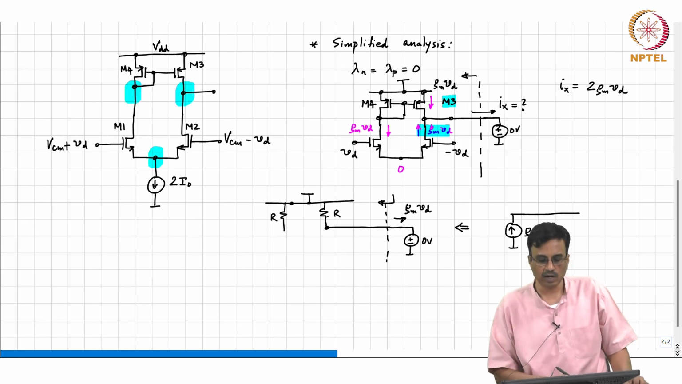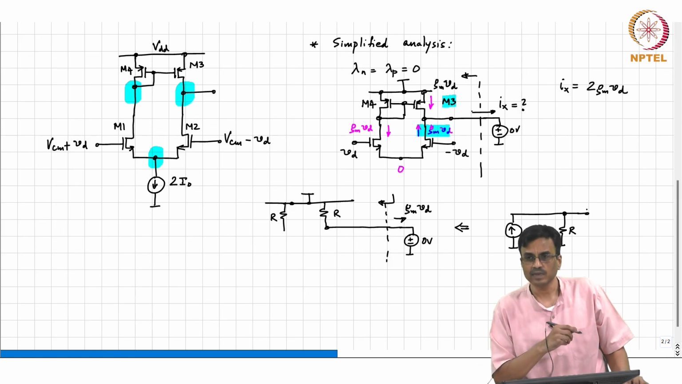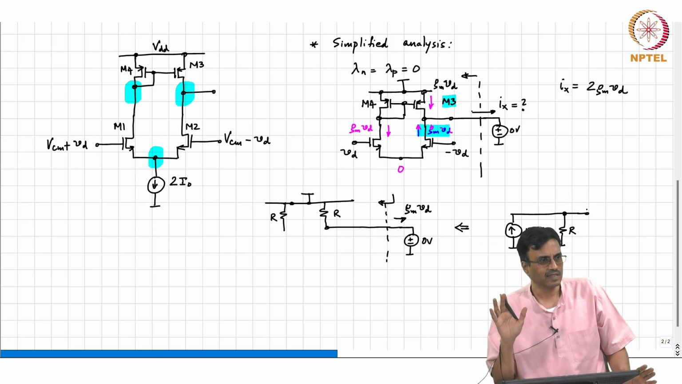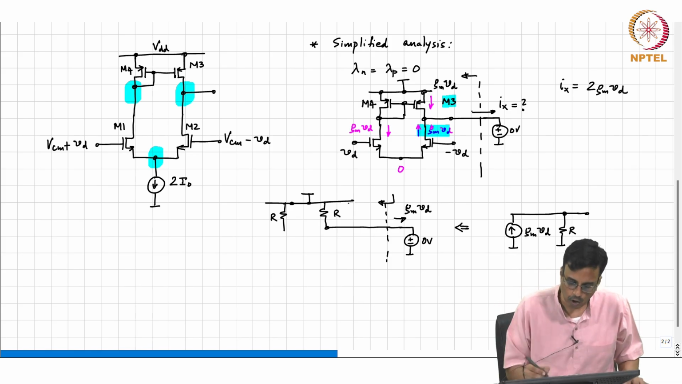Okay. So, now what is the Norton resistance? R. So, what is the gain? Gm times R times Vd is the output voltage. So, the gain is Gm times R in the earlier case when we had resistive loads. Is that clear, folks? So, now what comment can we make?